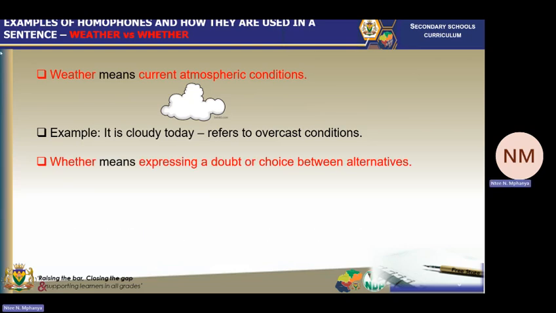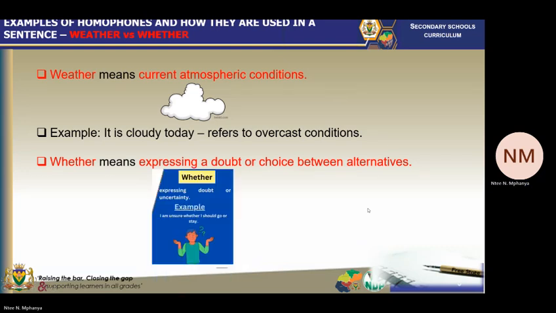Then we have whether, spelled with double H, which means expressing a doubt or a choice between alternatives. For example, I am unsure whether I should go or stay. It expresses a what? A doubt or a choice.